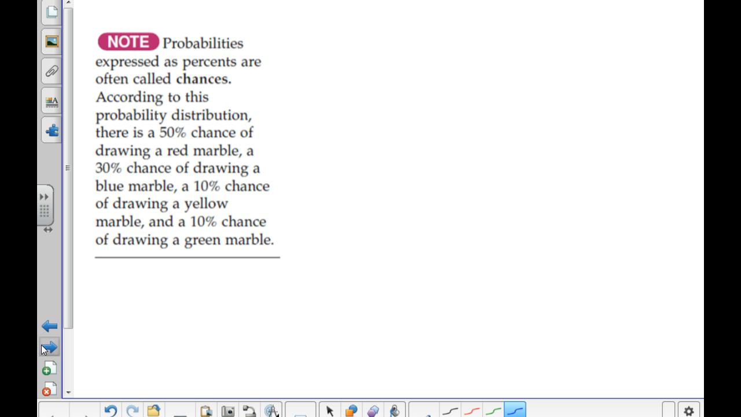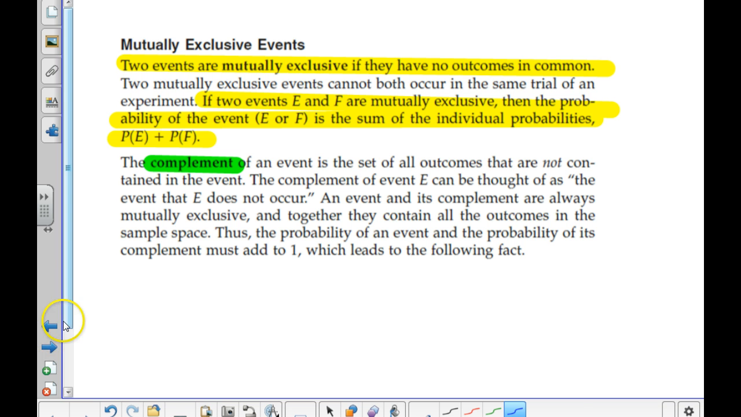Okay, probabilities expressed as percents are often called chances. So you say 50% chance of drawing a red marble, etc. All right, we need to understand this vocabulary. Mutually exclusive. 2 events are mutually exclusive if they have no outcomes in common. If 2 events are mutually exclusive, then the probability of the event E or F is the sum of the probabilities of E plus F. Okay, drawing a red marble and drawing a blue marble, there's no overlap. So it was the probability of red plus the probability of blue.